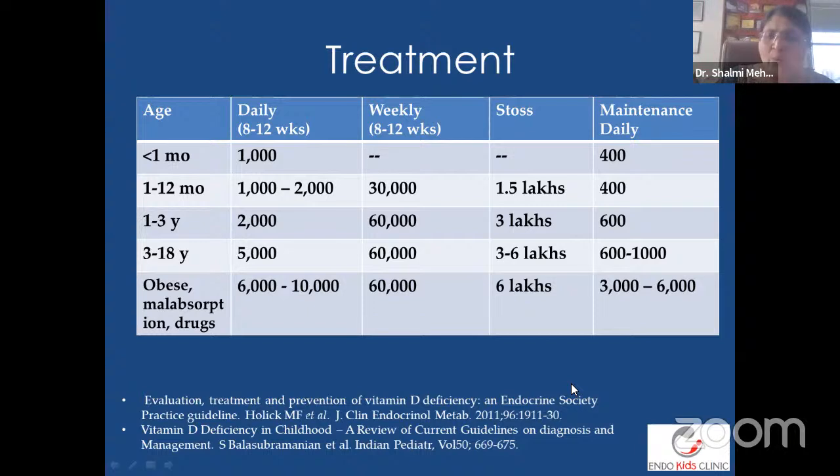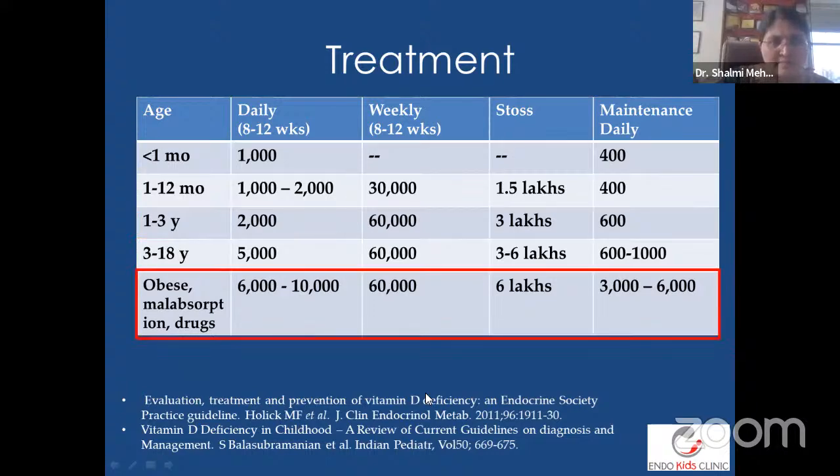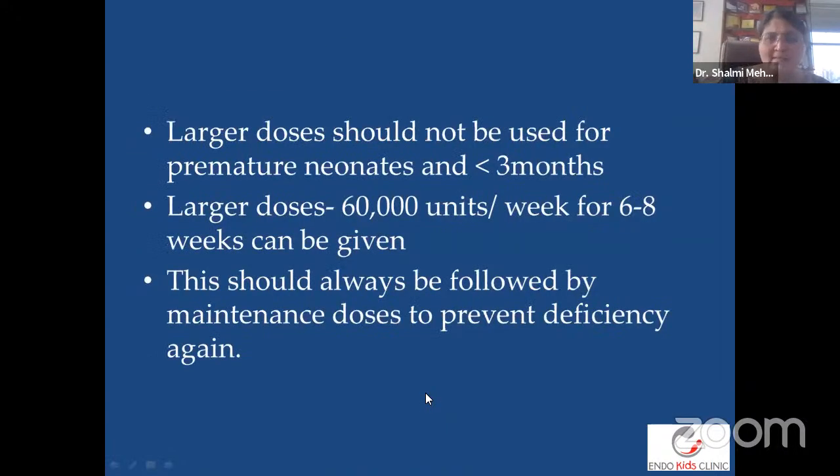We can give our weekly preparation. So especially for the older kids, we prefer to give 60,000 units weekly for about 6 to 8 weeks. But again, this has to be followed by daily maintenance. This is very, very important. Yes. So again, as I said, large doses will not be used for preterm neonates and for kids less than 3 months. We can give larger doses, but let us not give it daily, but maybe once a week for 6 to 8 weeks.